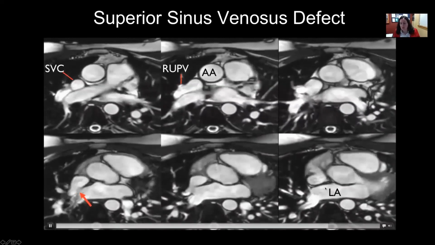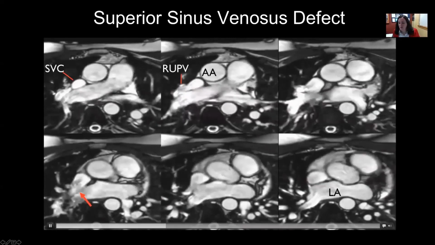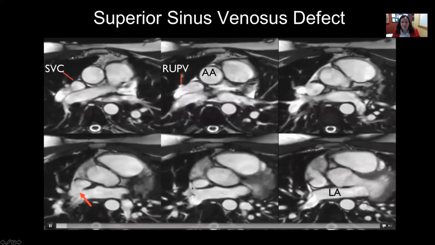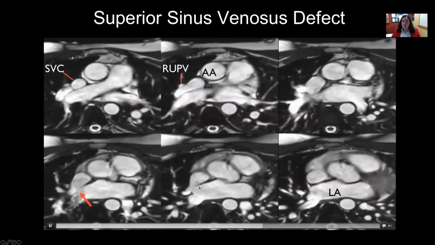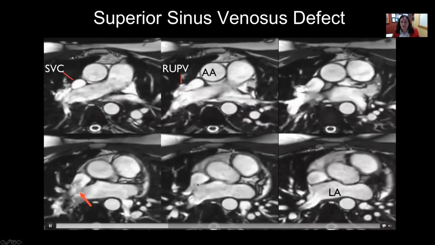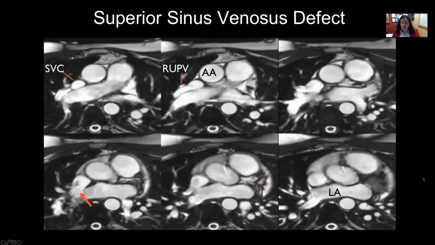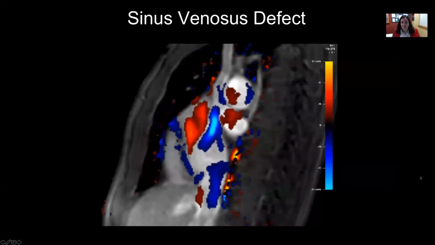As you go more inferiorly, you then see the right lower pulmonary vein coming in normally to the left atrium. But this type of shunt in the posterior wall of the atrium, sinus venosus defect, can cause a significant hemodynamic load and be discovered for the first time in adults.